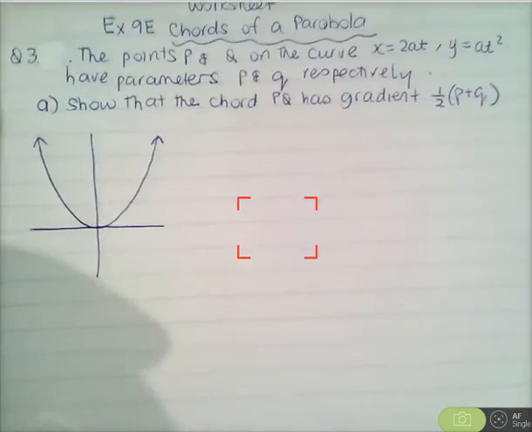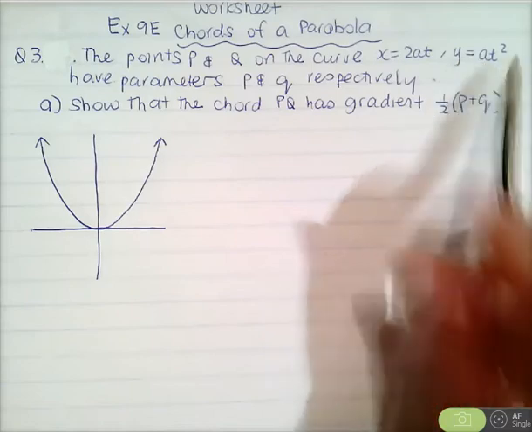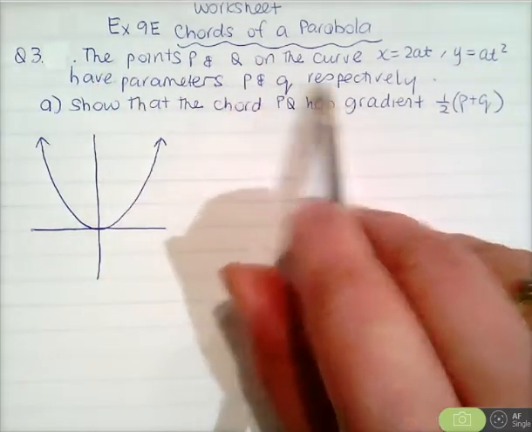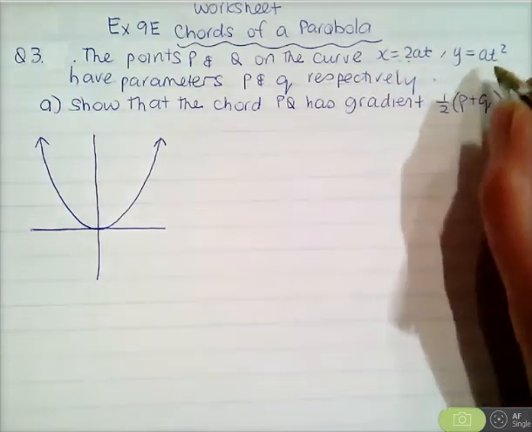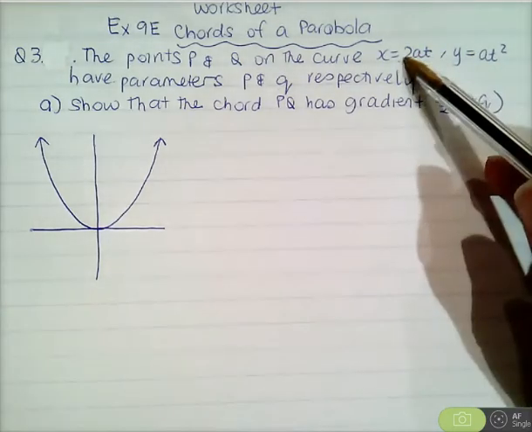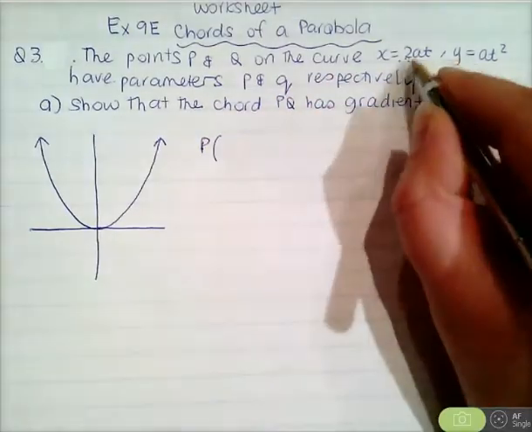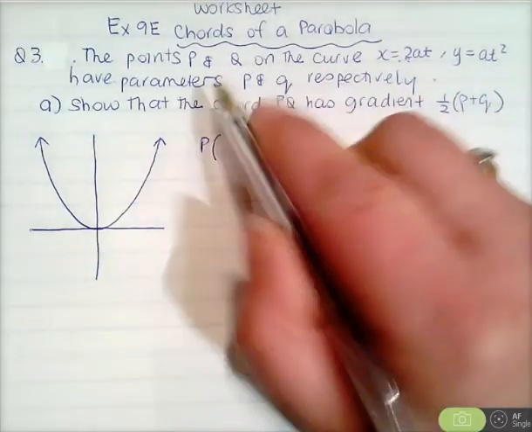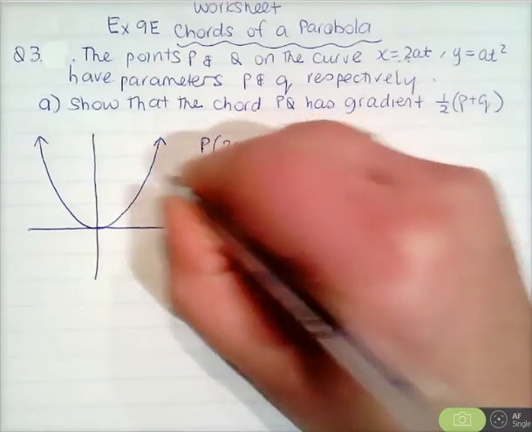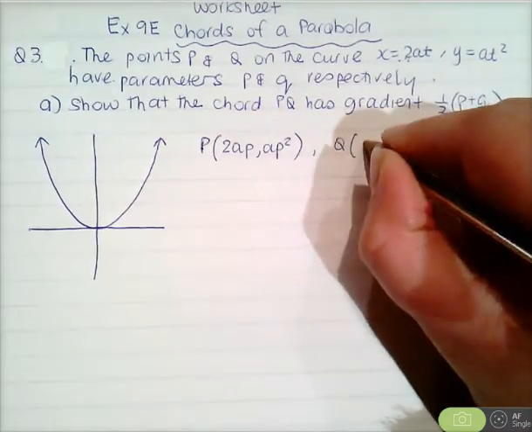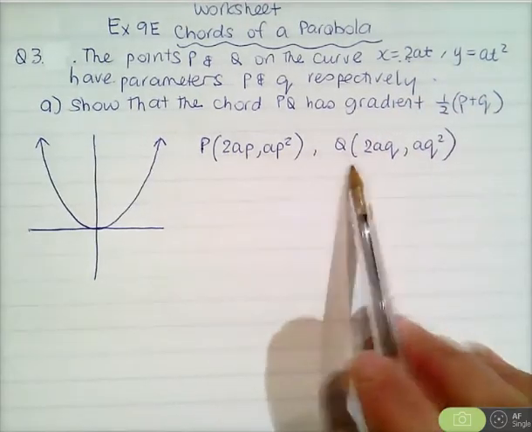question is that we're looking at 2 points P and Q on the curve, x equals 2at, y equals at squared, which have parameters p and q. Now, if we look at this, x is 2at, y equals at squared, they're the general coordinates of any point on the curve. But for point P, instead of writing 2at, at squared, point P has parameter p, so we write it as 2ap, ap squared, and point Q will be written as 2aq, aq squared. So that is the x and y value for each of the points.